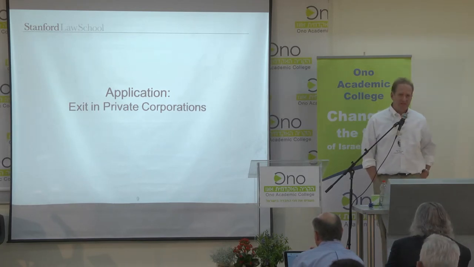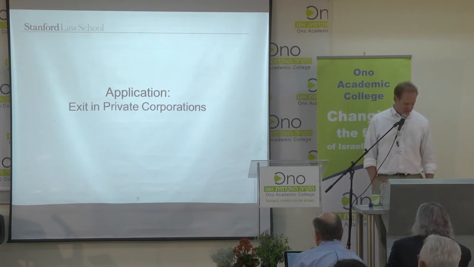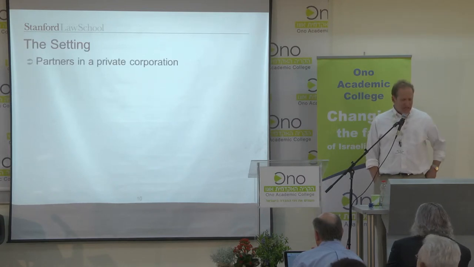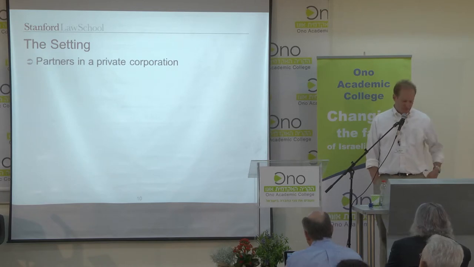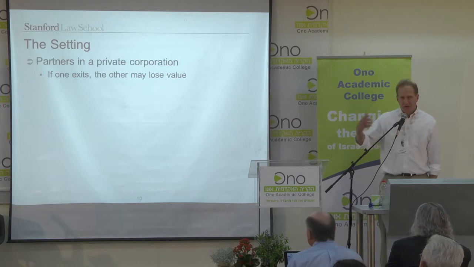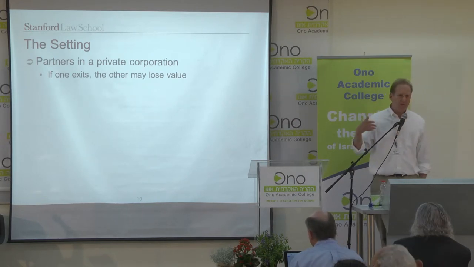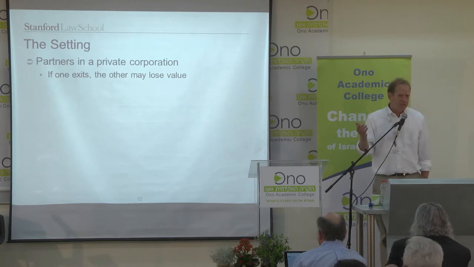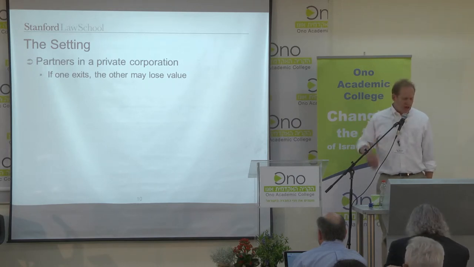I'm going to apply this framework to a single transaction that might illustrate at least a small portion of what will be a much longer book. So here's the setting. The setting is partners in a private corporation. If one exits the corporation, if you and I, you're one person now, I'm one person, if one of us leaves, it might impose cost on the other. We each have particular skills, we work together well. If one of us leaves, we may impose losses on the other.